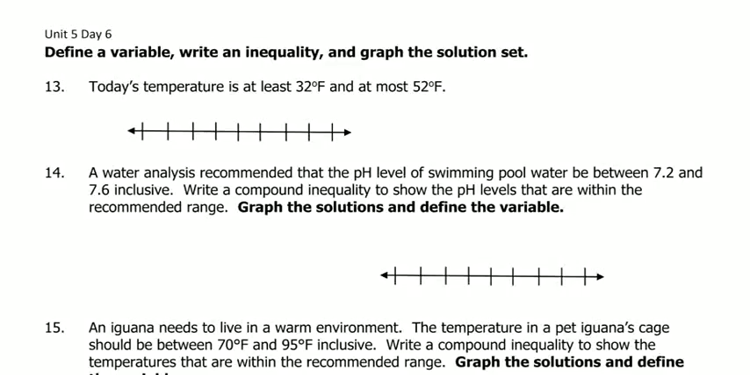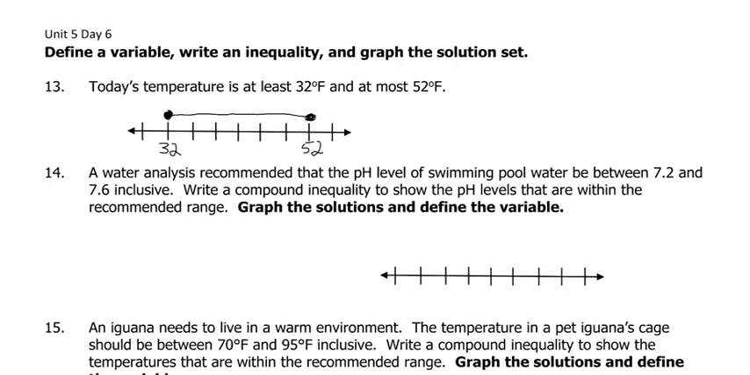All right, and on to the word problems. So, today's temperature is at least 32 degrees. Okay, sometimes I prefer to graph it before I come up with an equation for it. That's okay. Today's temperature is at least 32 degrees and at most 52. So it means that it did hit 52 and that we got down to 32. That's going to be a closed dot and a closed dot.